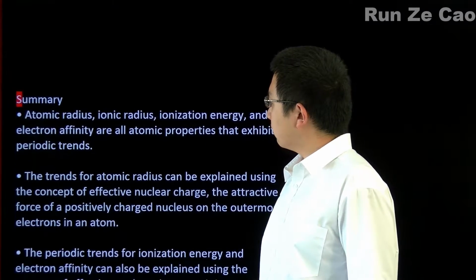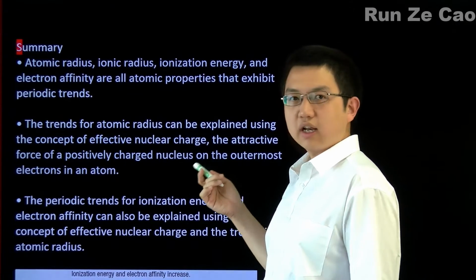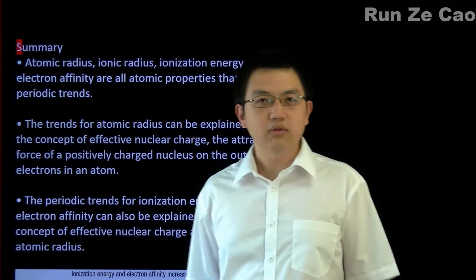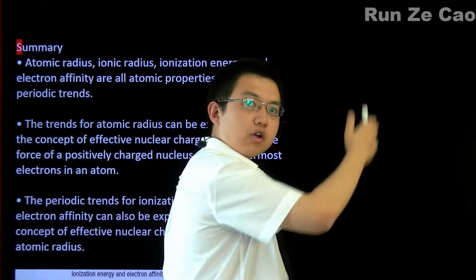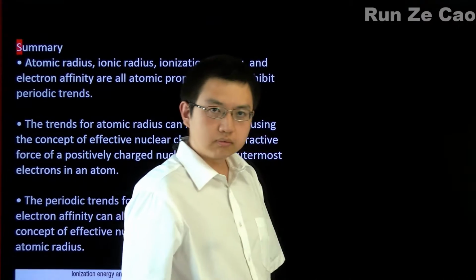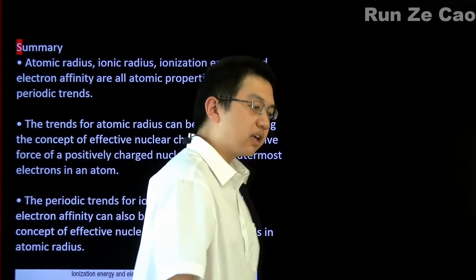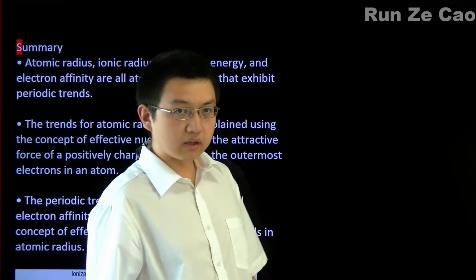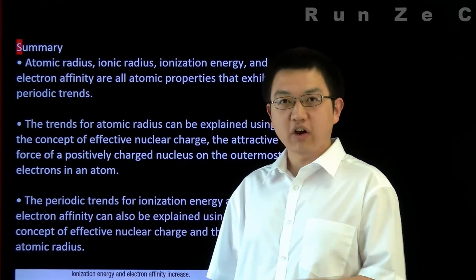Okay, in summary, atomic radius, ionic radius, ionization energy, and electron affinity are all atomic properties that exhibit periodic trends. What does this mean? If you look on the periodic table, each group is generally somewhat similar, and they display a similar trend as you go down a group, compared to usually other groups. Now, is it completely consistent? Basically, yes. I mean, there are a few minor bumps, but those are few and far between.